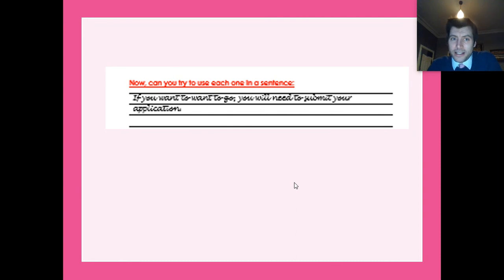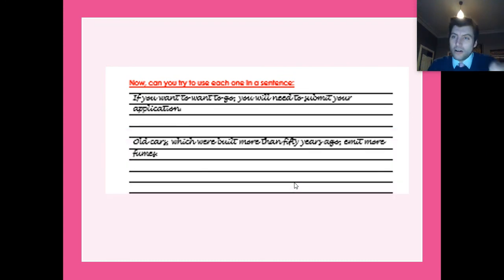I'm sorry, this isn't very clear. If you want to go, you will need to submit your application. So you might be wanting to go on a holiday where you win the application for the holiday. So if you want to go, comma, you will submit your application. Second one, old cars, lovely job like Jeremiah, Imani and Annalie are doing with an embedded relative clause here. Old cars, which were built more than 50 years ago, comma, emit more fumes. We've got the extra information in the middle, but the key word in there is emit.